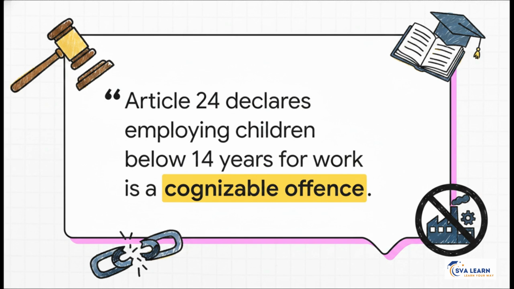Article 24 of our Constitution declares that employing children below 14 years for work is a cognizable offense. It explicitly warns against employing kids in hazardous industrial units. Whenever you see any question about constitutional provisions for child labor, Article 24 should literally be the very first thing you write on that paper.